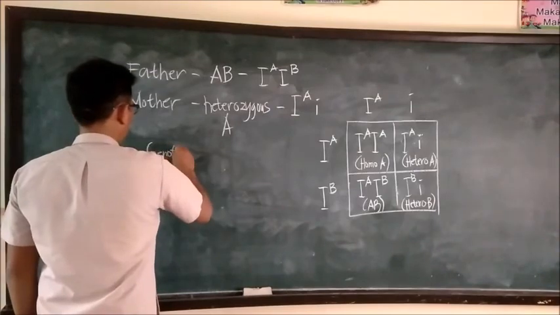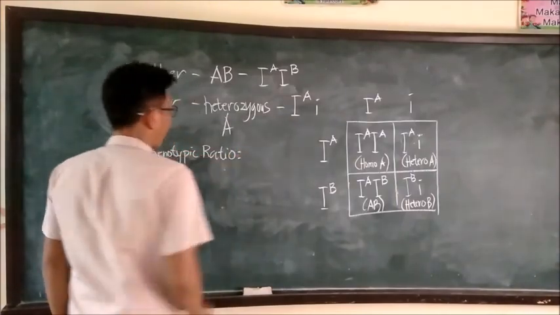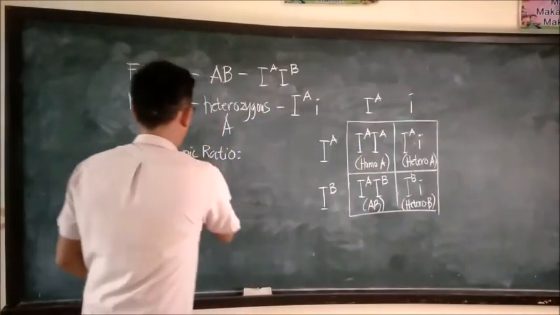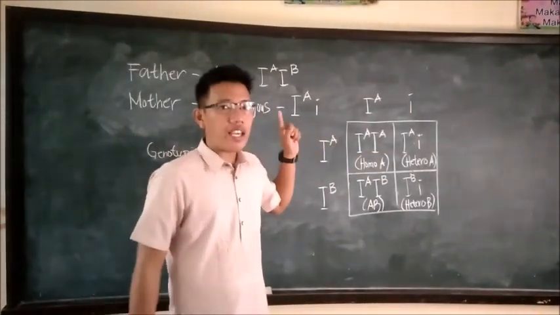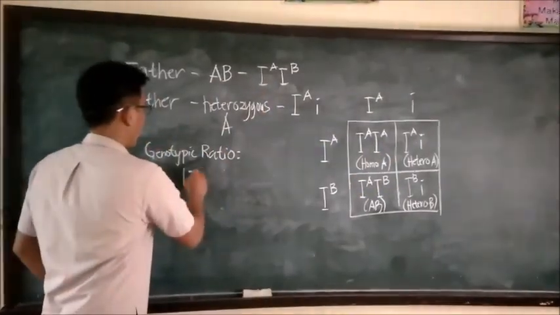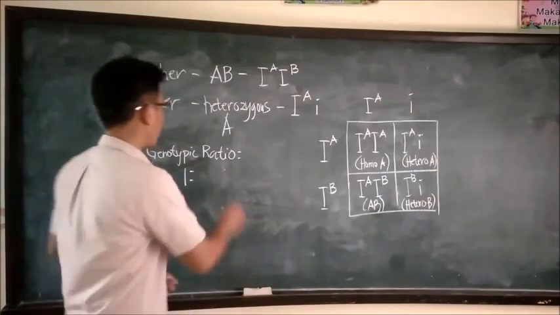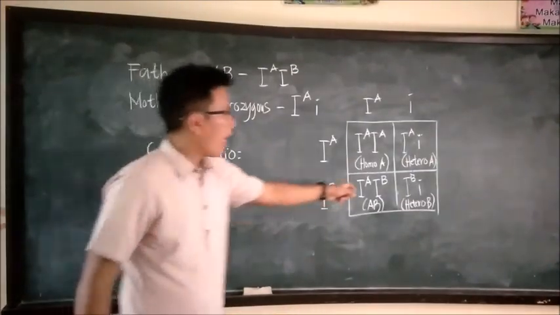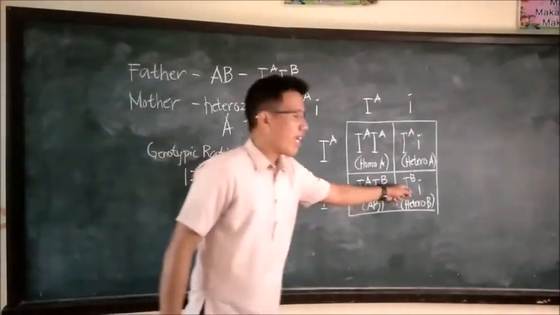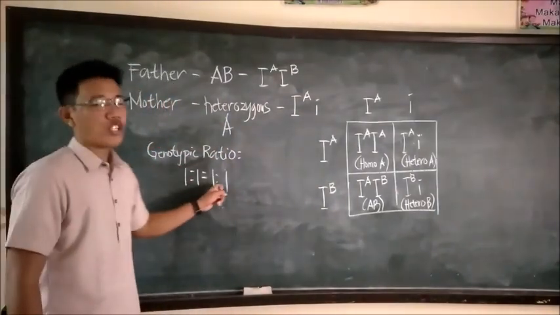Now, for the phenotypic ratio and genotypic ratio. Genotypic ratio: you look into the genotypes. IA, that is 1. Is there a genotype which is the same as IA? We cannot find one. So 1. How about IAi? Is there the same? None. So it's only 1. Another one, IAIB, there's only 1. Lastly, IBi, there's only 1. So your genotypic ratio is 1:1:1:1.